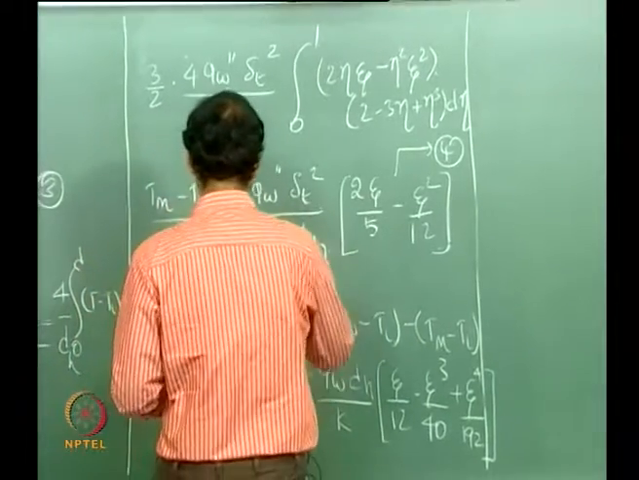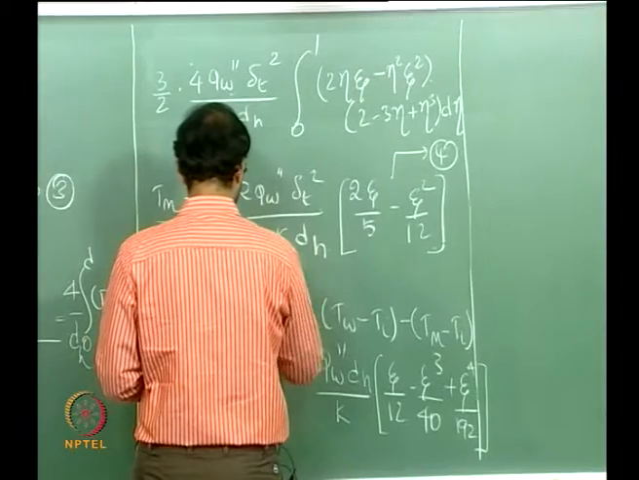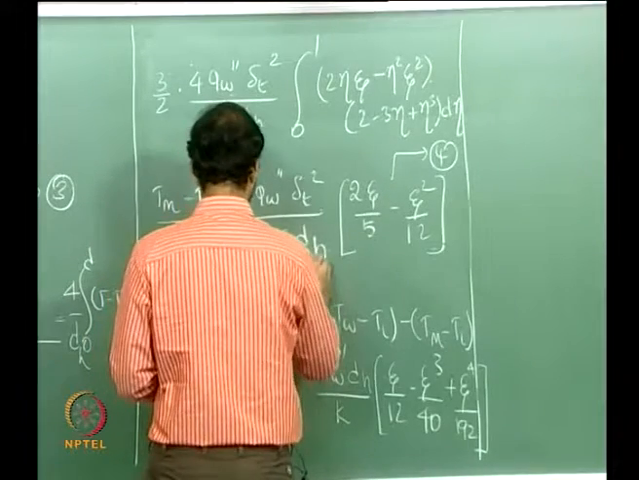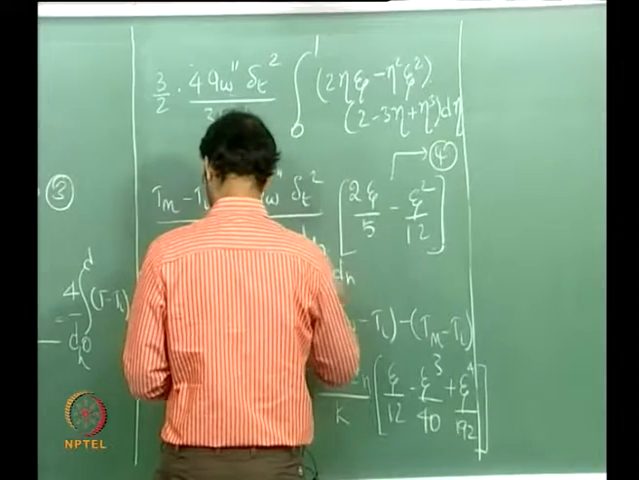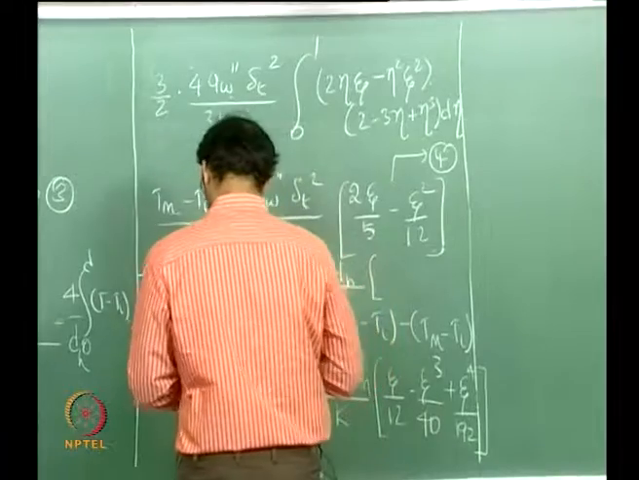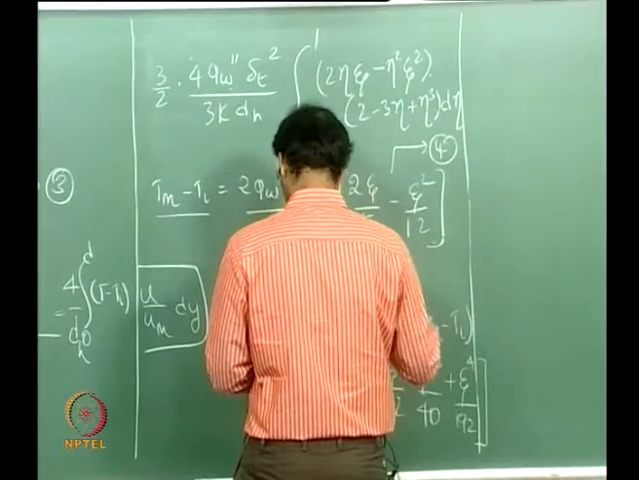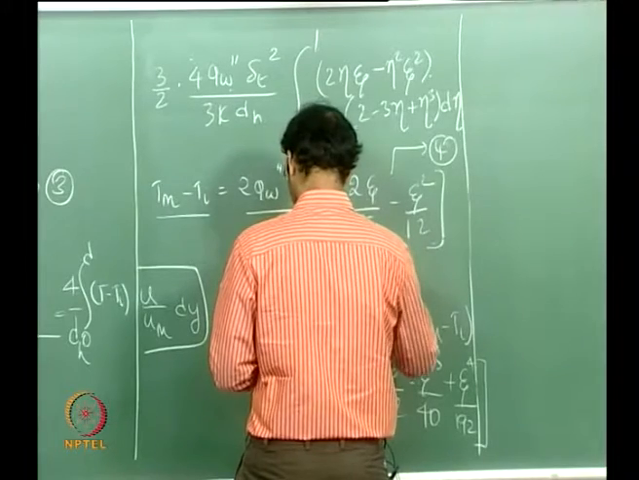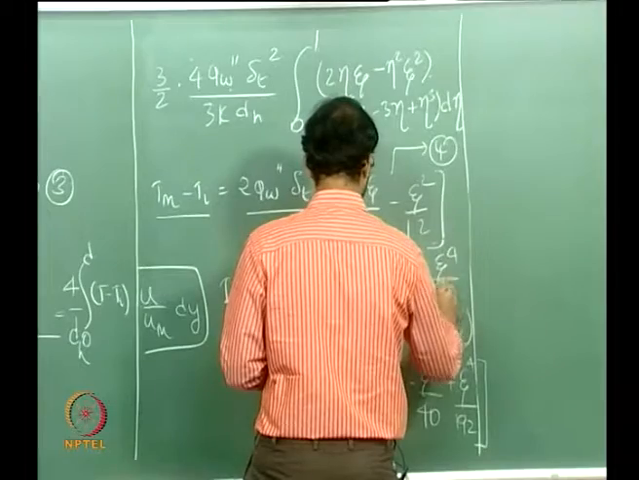So in fact the Tm minus Ti can also be substituted. You can simplify this a little bit and write it in terms of zeta cube by 10 minus zeta power 4 by 48.